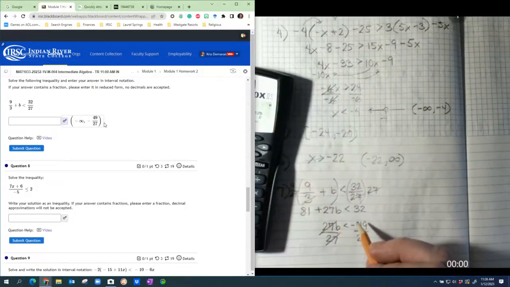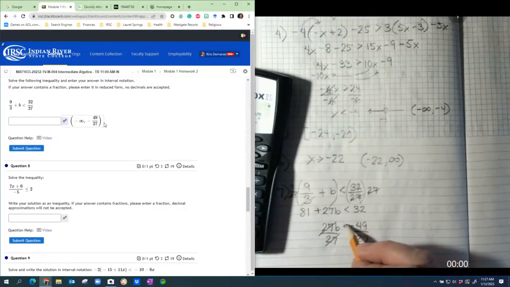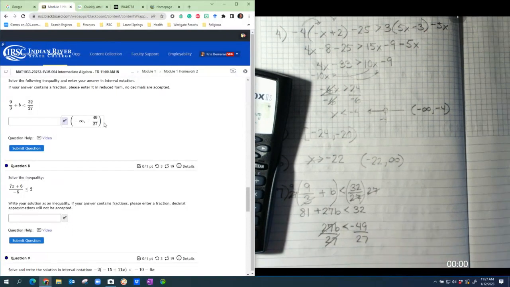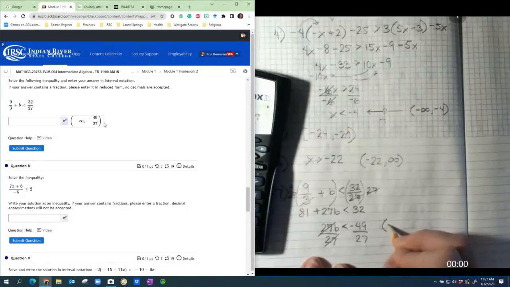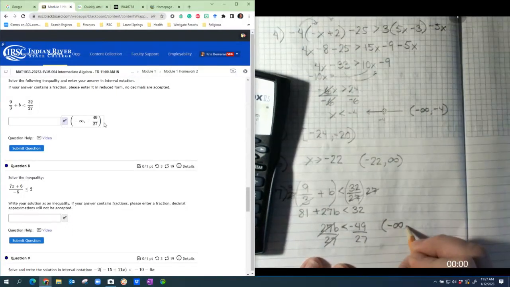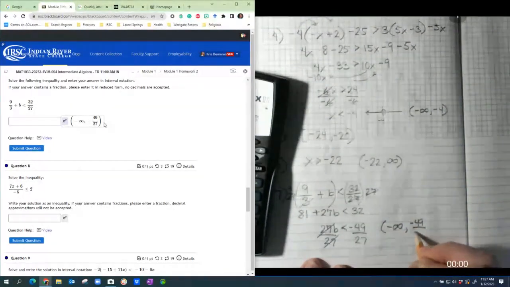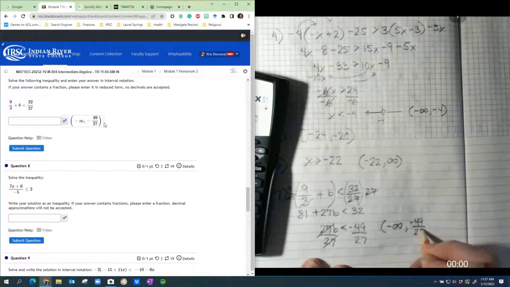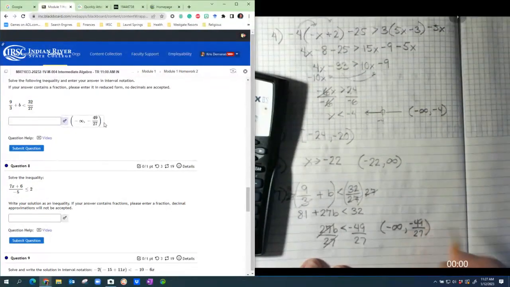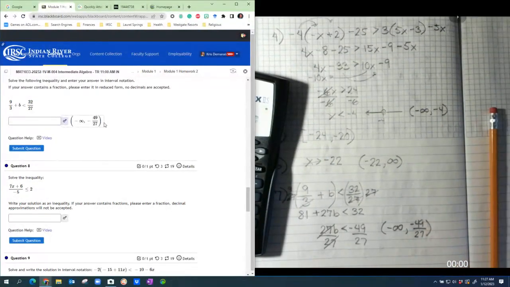And when we're looking at putting it in interval notation, because it asks us to write in interval notation, it does say that b is less than it, and that gives us the interval notation of negative infinity, comma, -49 over 27. All right, so that gives us our answer there.